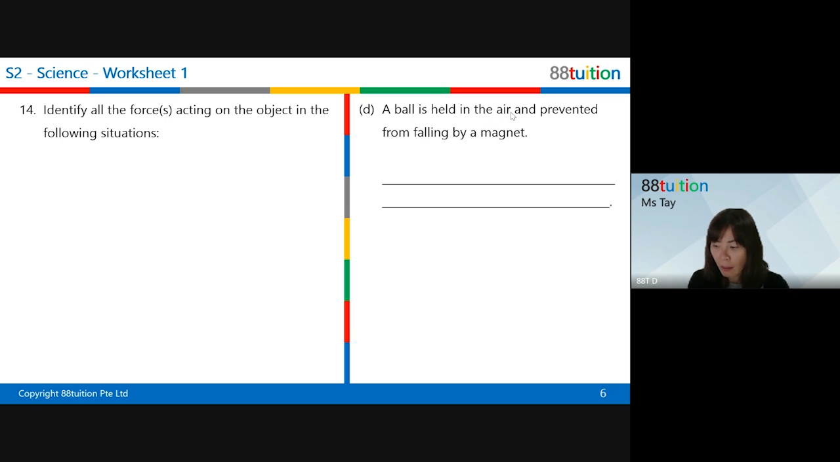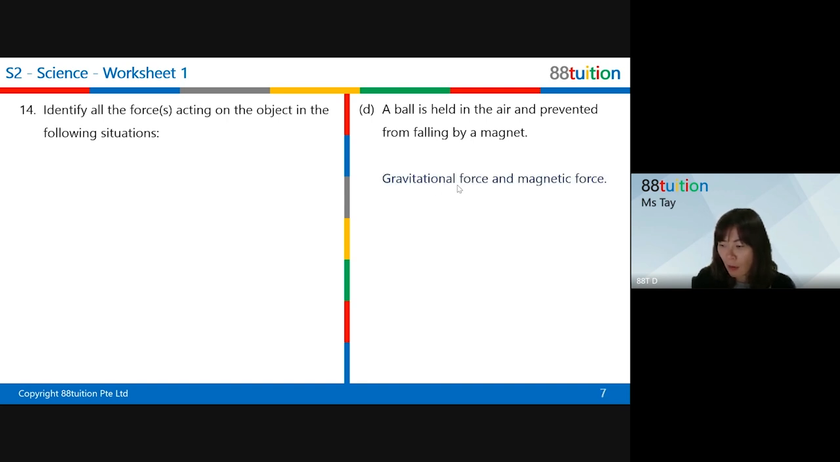A ball is held in the air, prevented from falling by a magnet. So what is the force over here? Again, gravitational force and magnetic force. There is still gravitational force pulling the ball downwards. But the ball is prevented from falling, right? How? Because of this magnetic force. There's a force of repulsion. Gravity and magnetic force, I cannot write gravity. It is more accurate to write down gravitational force.